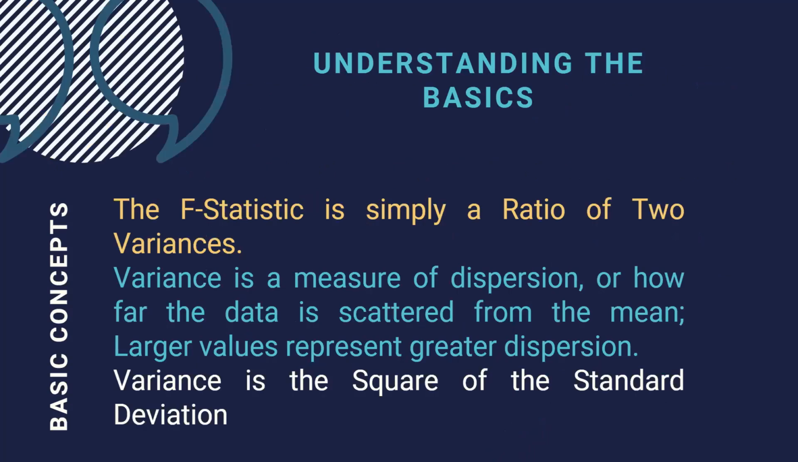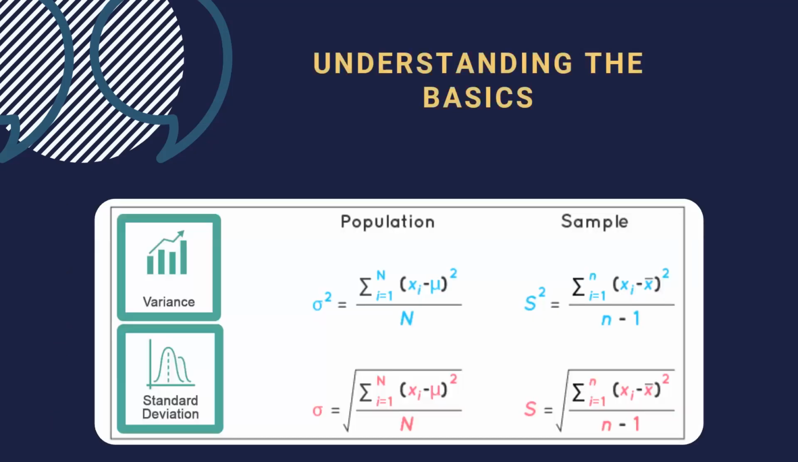Understanding the basics, the F statistic is basically a simple ratio of two variances. Variance is a measure of dispersion or how far the data is scattered from the mean. Larger values represent greater dispersion, and variance is the square of the standard deviation. This is the formula of variance for population and sample, and the standard deviation for population and sample.